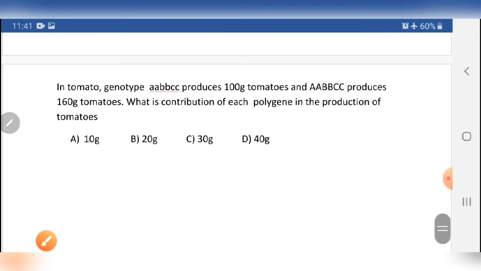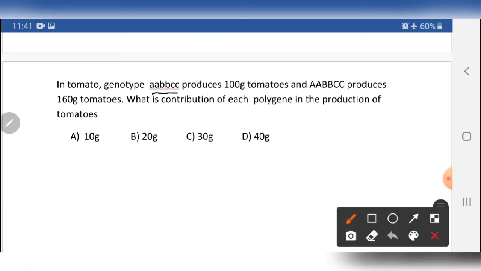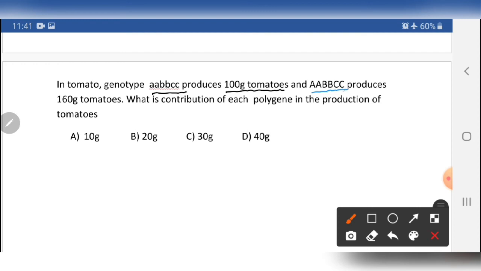In a tomato, genotype all homozygous recessive, aabbcc, produces 100 grams of tomatoes, and another combination, AABBCC, this is dominant, this is a dominant case, produces 160 grams of tomatoes. So this case is polygenic inheritance. Polygenic inheritance is nothing but quantitative inheritance. So the number of dominants decides the phenotypic expression.